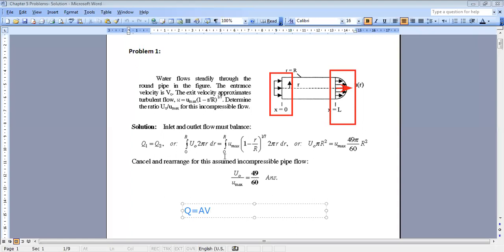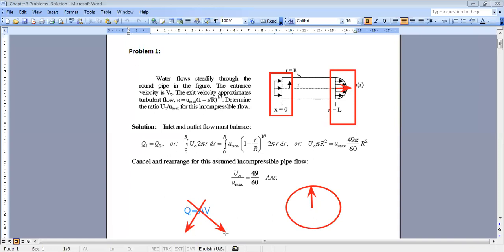When you write Q equals A V, you shouldn't have the same velocity everywhere in the area. If I have variable velocities on my area, and I want to apply Q equals A times V, which velocity do I choose? I don't know, because I have variable velocities along the radius here. So I cannot use this formula anymore, because the velocity is not the same everywhere. So what do I do?